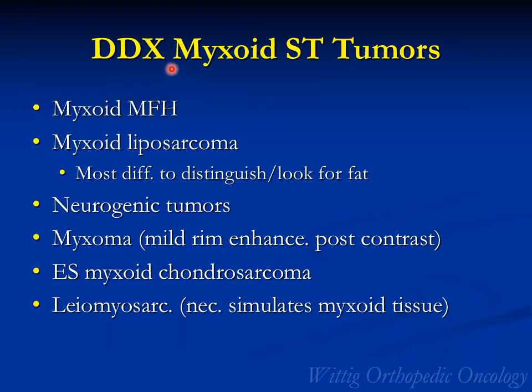The differential diagnosis of myxoid soft tissue tumors includes myxoid MFH, myxoid liposarcoma, neurogenic tumors, schwannoma, malignant peripheral nerve sheath tumors, myxoma, which is a benign soft tissue mass, Ewing's, extraskeletal myxoid chondrosarcoma, okay, and leiomyosarcoma.